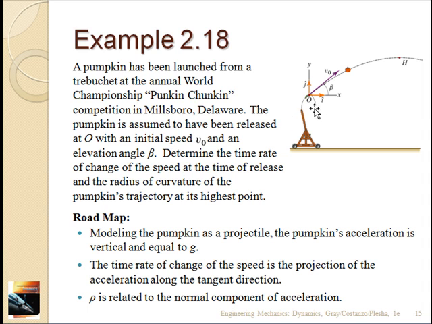Okay, so we have a trebuchet, and it's flinging a pumpkin. Right, so we have a coordinate system xy with the origin at just the release point of the pumpkin, and the pumpkin's released with an initial velocity v naught. And what we want to know is the time rate of change of the speed just when we release the pumpkin, and then the radius of curvature of the pumpkin's trajectory at the highest point. So what's the time rate of change of the speed just as we release, and then at the highest point up here, what's the radius of curvature?